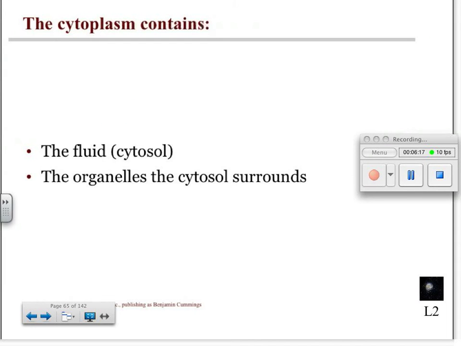The fluid, what we talked about before, was the cytoplasm. And the organelles inside the cell are inside of the cytosol. Did we? Let me just double check. Did I just skip something?